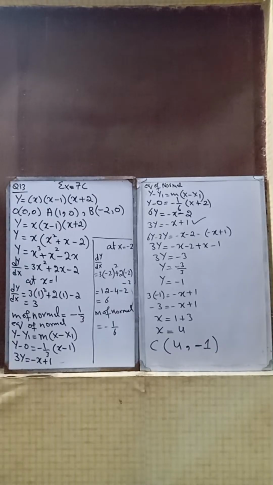Then in the expression of the derivative, I put x equals to minus 2 and found the gradient of the tangent. Then I found the gradient of the normal at that point. Then I found the equation of the normal at that point. So these two equations, then we solved them. When we solved them simultaneously, the answer was the point of intersection of these two normals. That is the point C, and its coordinates are 4, comma, minus 1. The answer is perfect. I hope you understand.